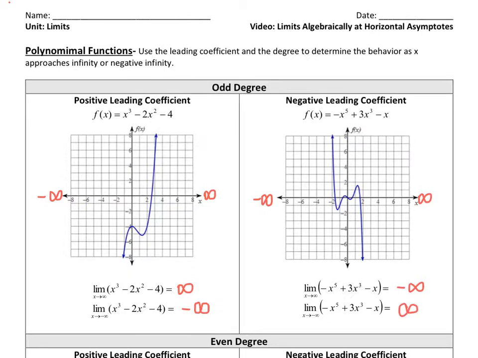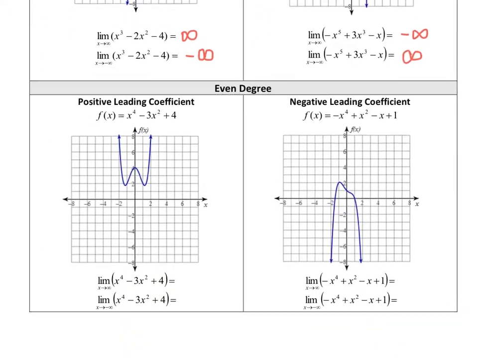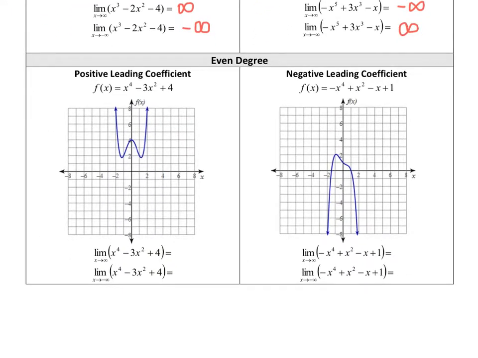All right. Now if I have another polynomial function, except now I have an even degree and a positive leading coefficient, it looks as though as x approaches infinity and as x approaches negative infinity, both end behaviors go up to positive infinity. So both of these limits are going to go to positive infinity.